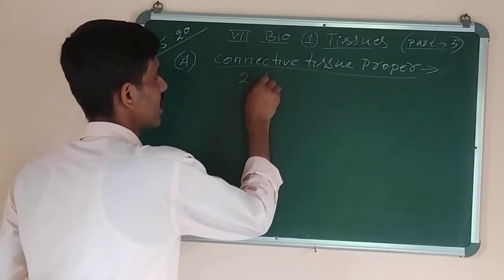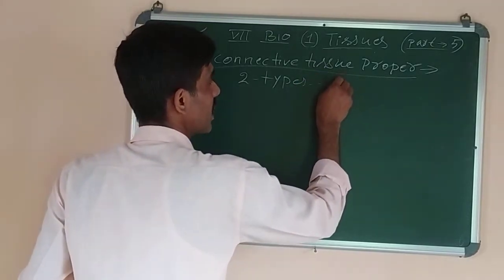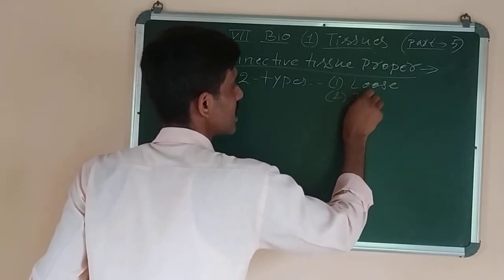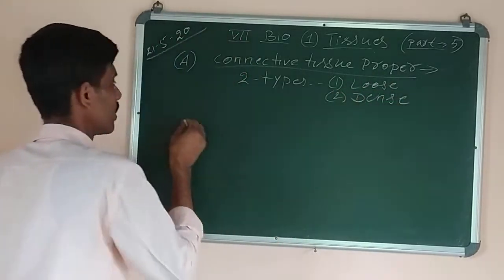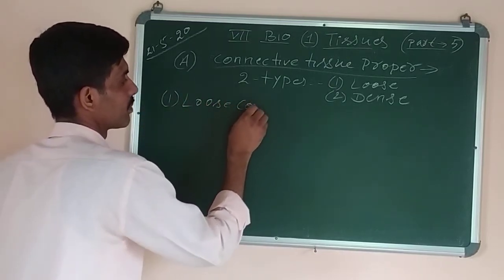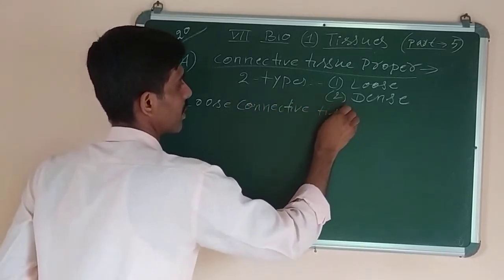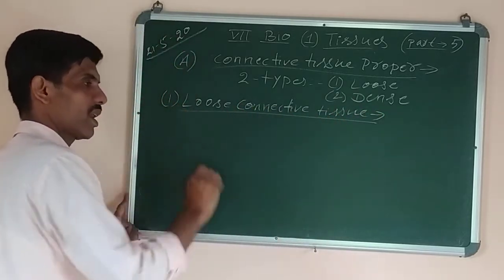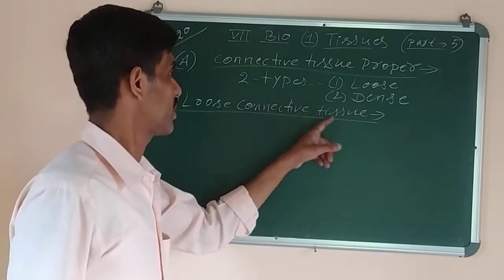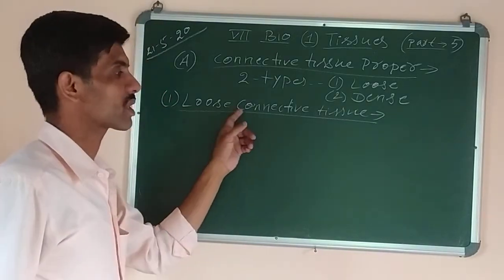Now how many types of proper connective tissues were there? There are two types. I will not write only names. What are they? Number one was loose, and number two was dense connective tissue, proper connective tissue. So first we have to start with loose connective tissue, loose proper connective tissue. Why am I using the word proper? Because it is a part of proper connective tissue only.